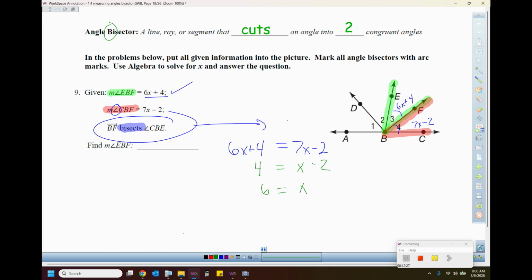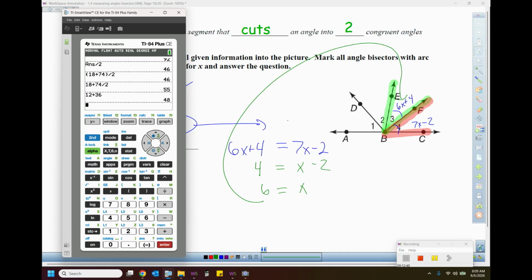x to be 6. Well, that's not what they asked, right? They didn't ask for that. They said find the measure of angle EBF. That's where we'll use some substitution right here, and since x is 6, I will substitute that back in and do 6 times that 6 that was x plus 4.